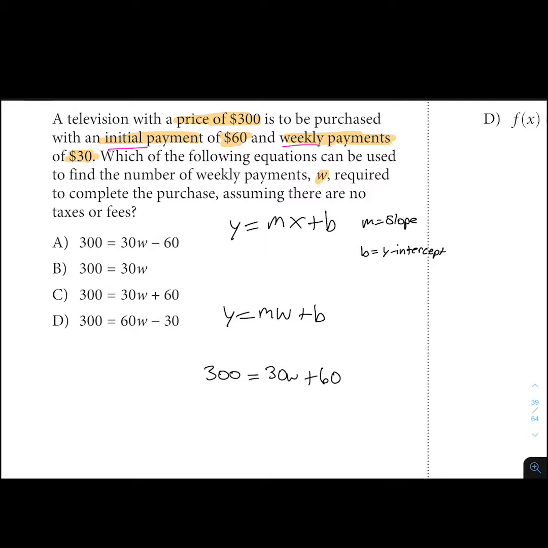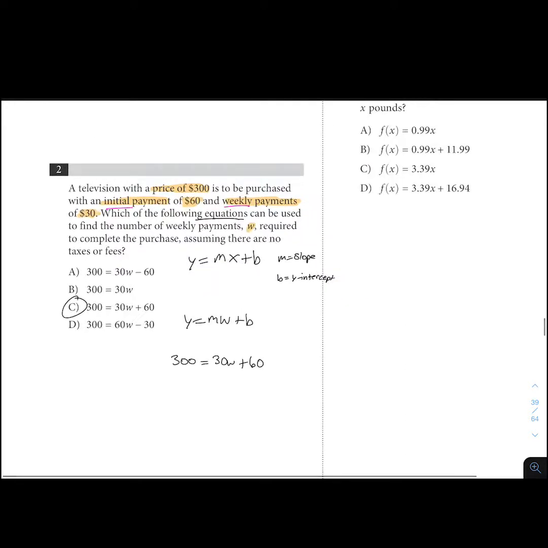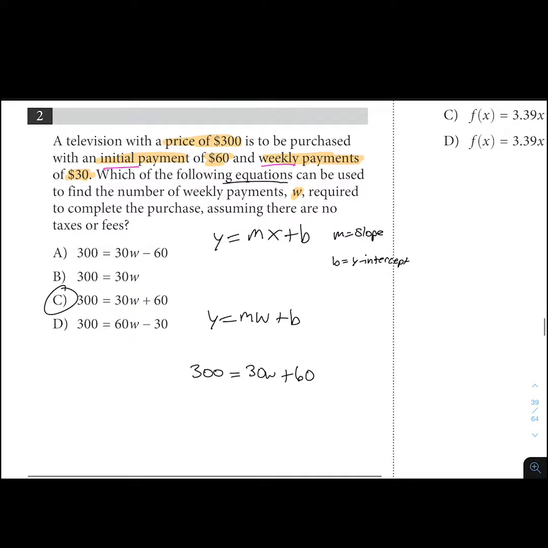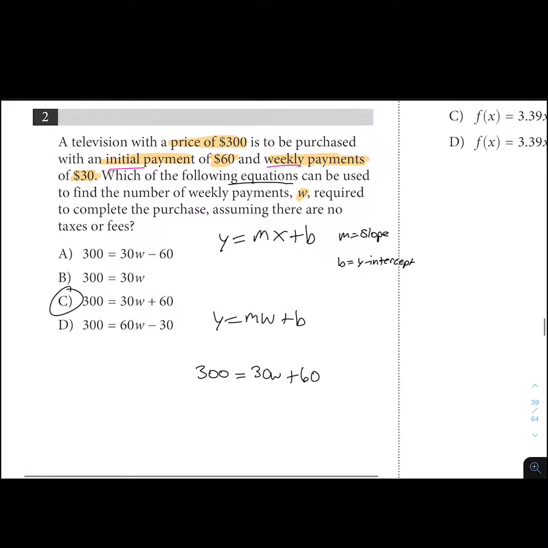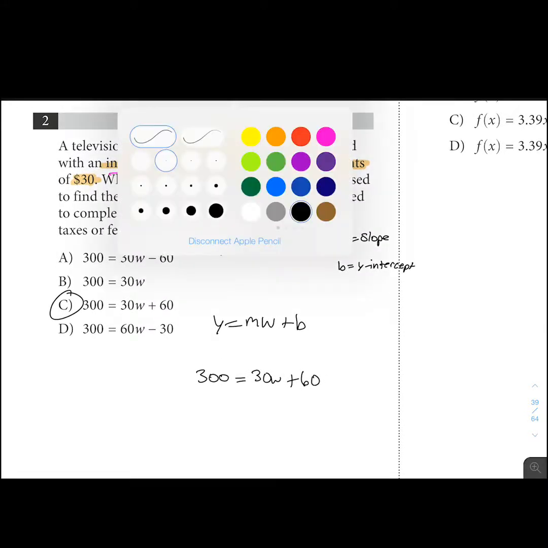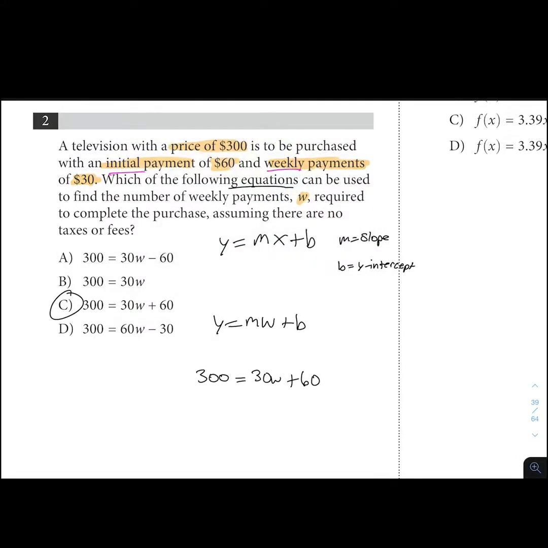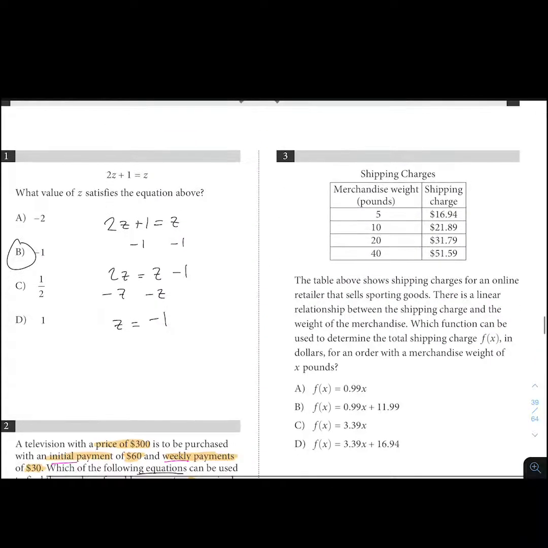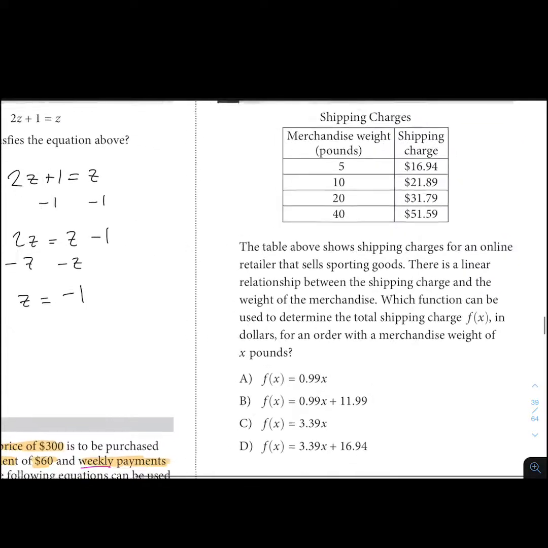Now this is kind of nice because it just says what equation can be used. And here we only have one answer choice that fits. We don't need to solve for w, we just need to get the equation. The biggest thing on this question is, again, you see the word initial, you see the word weekly. That should lead you to think of it as a linear relationship. Even your answer choices are in that format. Let's look at number 3 now.